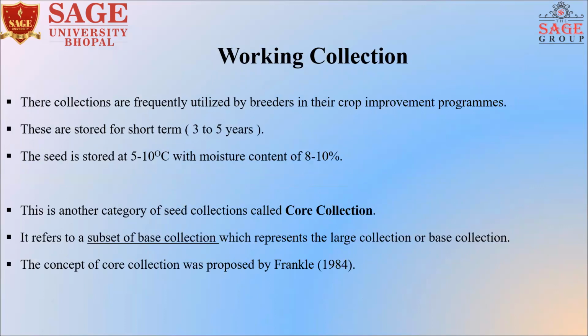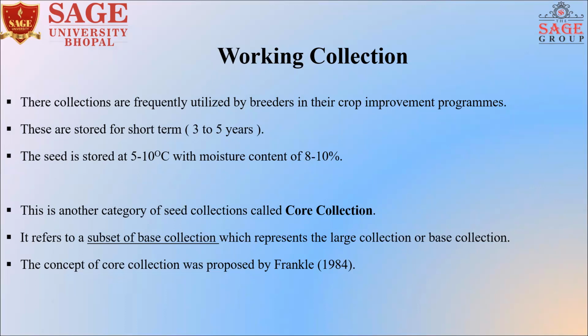And the third one is the working collection. This working collection is frequently used by breeders in crop improvement programs. It can be stored for a short term of 3 to 5 years at 5 to 10 degrees Celsius with moisture content of 8 to 10%. So these are the various types of seed collection: base collection, active collection and working collection.